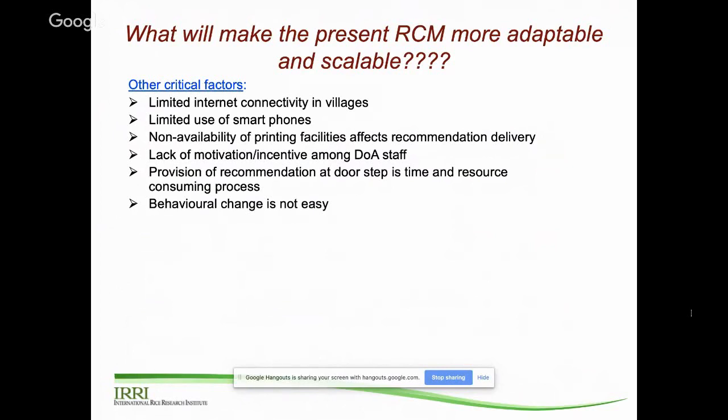One of the key challenges is the limited internet connectivity in the villages, limited use of smartphones by the farmers, and non-availability of printing facilities, which affects the recommendation delivery. Then there is a lack of motivation among the Department of Agriculture staff. Provision of recommendation at doorstep is a time and resource consuming process. So we are also looking at various ways where we can reduce this. And the behavioral change is still not easy, but I think that can be worked out.